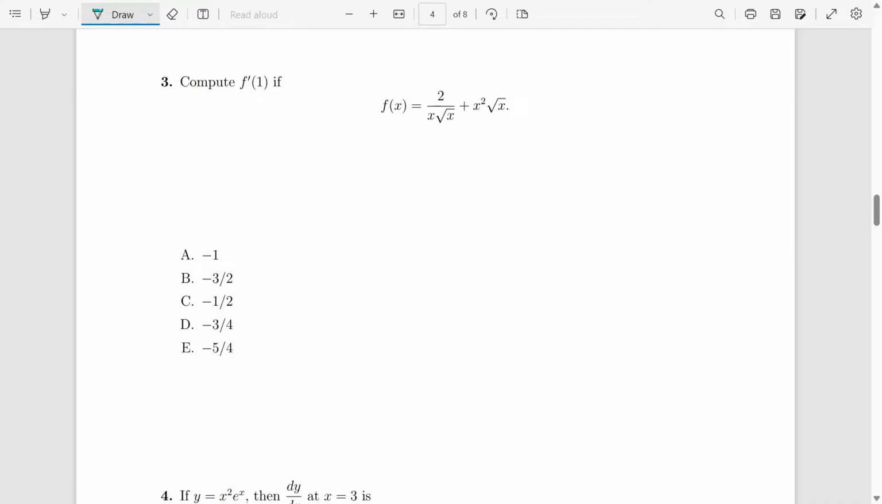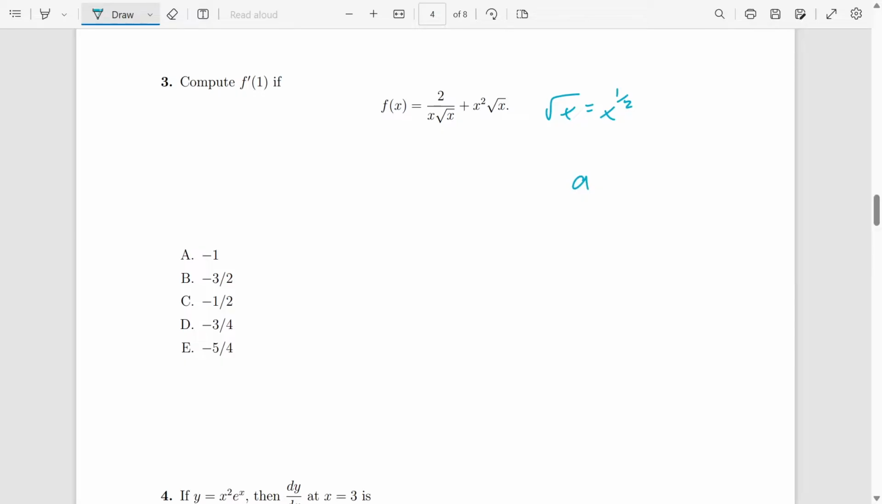All right, number 3, derivative problem. Find the derivative of f of x and then plug in 1 for x after we find the derivative. To start with this, I think the thing it's trying to trip you up with is these x times square root of x and x squared times square root of x. Keep in mind that square root of x is just equal to x to the 1/2.